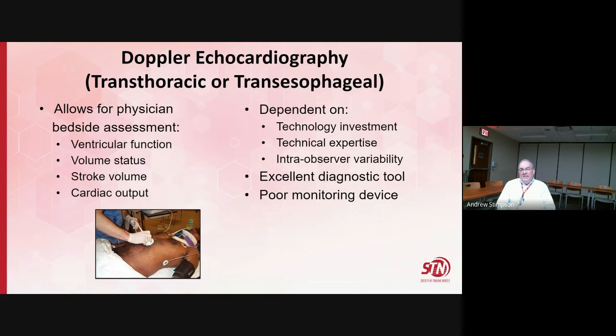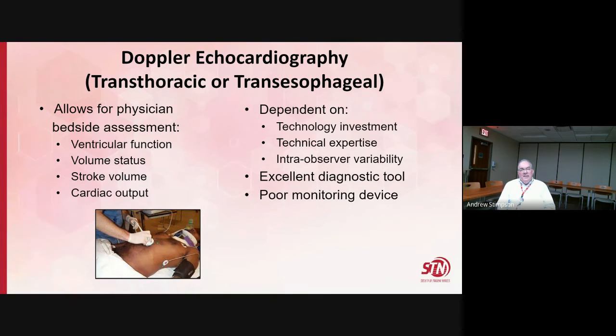Nice thing about it, if it's a trauma surgeon or intensivist doing it, is you can repeat these every hour if you need to. It's not a matter of calling the echo tech back in and then waiting for it to get formally read. So it's an excellent diagnostic tool from a monitoring point of view, because you just have to put it on and apply it to the patient.